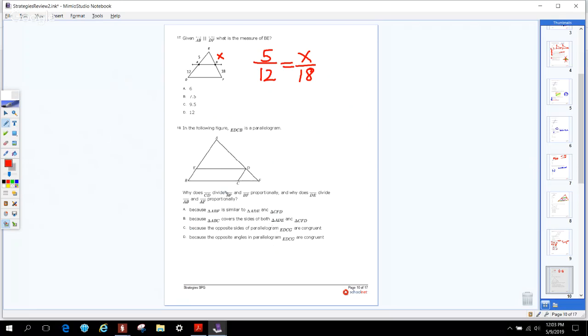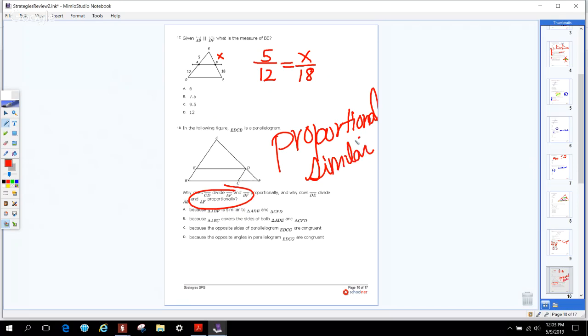This is your magic word: proportional. Anytime you see the word proportional, I shouldn't say anytime because there's probably going to be one that proves me wrong, 95% of the time when you see the word proportional, you're going to look for something that says similar. Anytime you see congruent for a side, it's going to probably be, well, I guess congruent. But anytime you get proportional for sides, it's going to be similarity.